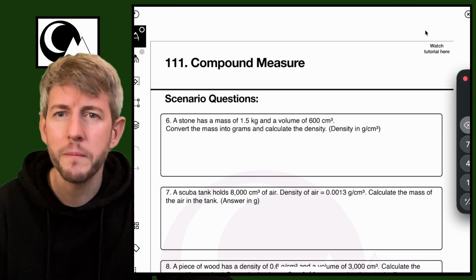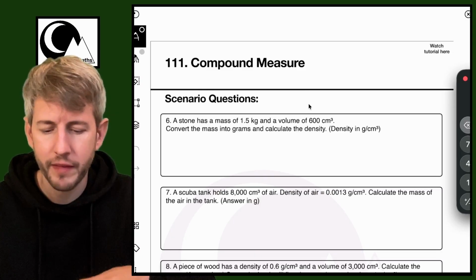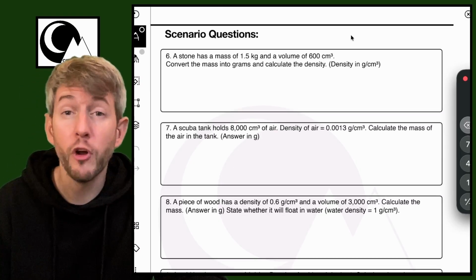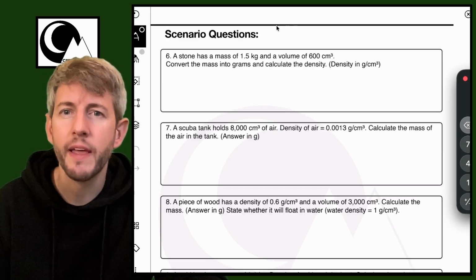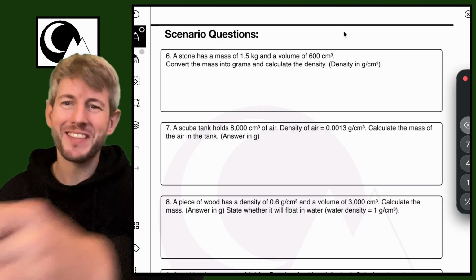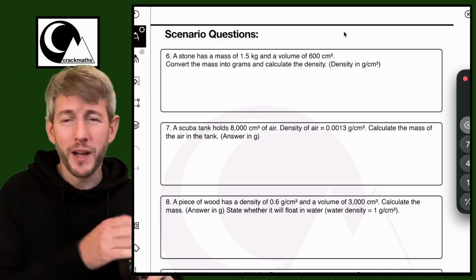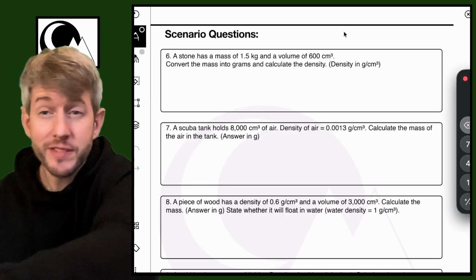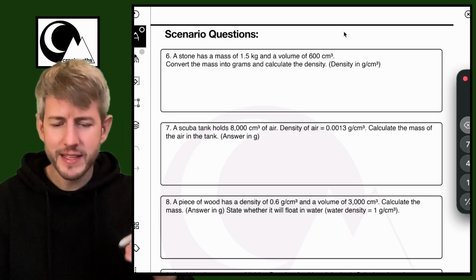What we've got here is a stone has a mass of 1.5 kilograms and a volume of 600 centimeters cubed. Convert the mass into grams and calculate the density. It's nice that they've done this because it's reminding us, but I don't know if we'll always be reminded. So you just have to make sure that these things do tie together. So let's have a look at this.